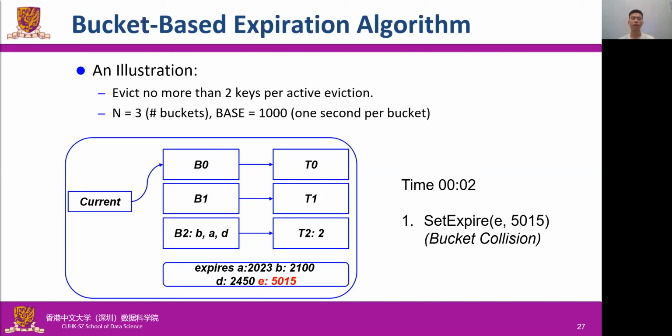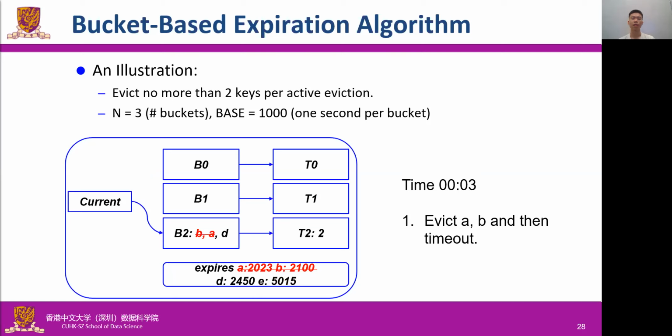At time 2, we set expire for E at timestamp 5015. However, since 5 modulo 3 is 2, and bucket 2 contains keys expiring in second 2, a bucket collision happens, and E could only be saved in expires but not in buckets.